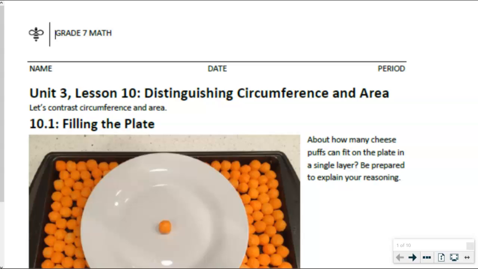Hello, Math 7 students. This is Open Up Resources, Unit 3, Lesson 10, Distinguishing Circumference and Area. We've had a lot of practice with circumference, a lot of practice with area. We've even done stories for each. But now, this is kind of a mixed lesson, where, based on the situation, based on what it's asking us to do, you need to figure out if circumference or area is more appropriate.